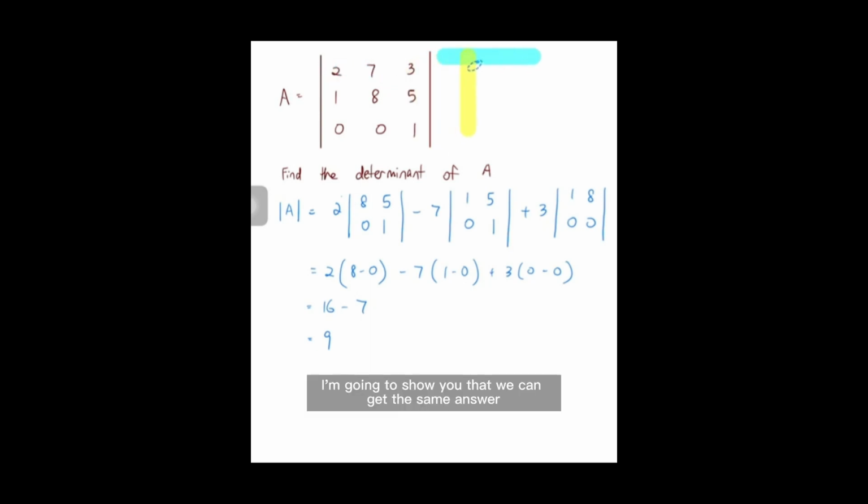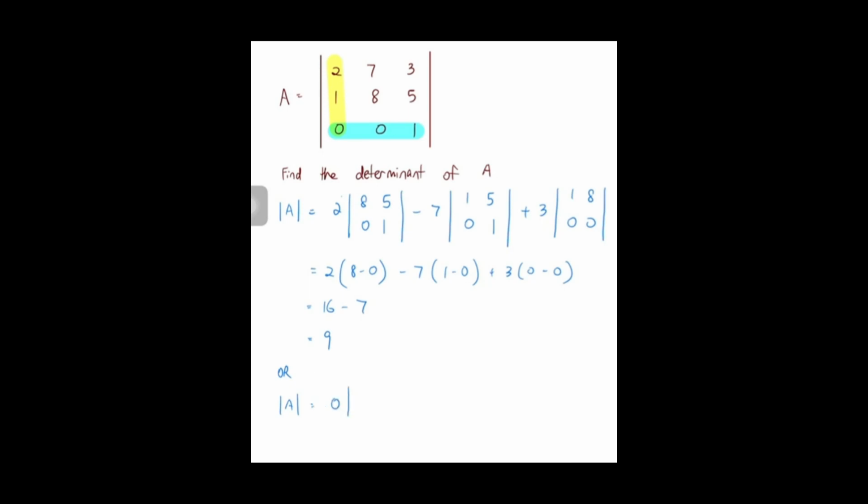Now I'm going to show you that we can get the same answer even if we choose a different row. Here is a tip. We prefer the row which has more 0s. This makes our calculation easier. Same, we cover the first column. What is left is 7, 3, 8, 5. 0 multiplied by this small determinant.